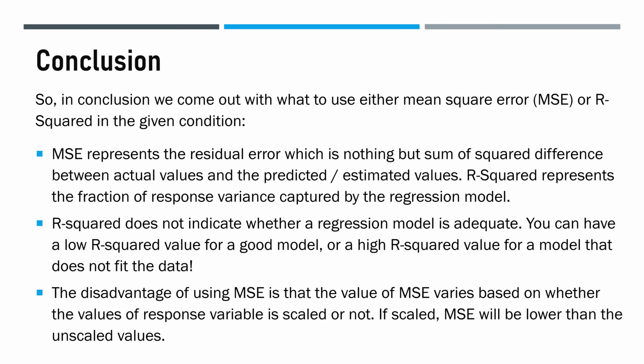Now, for the conclusion, R squared does not indicate whether the regression model is adequate or not. We can get a very good value of R squared for a model which is very bad. The disadvantage of MSE is that it is not scale-invariant. We can get scaled values for MSE that will be lower than unscaled values.